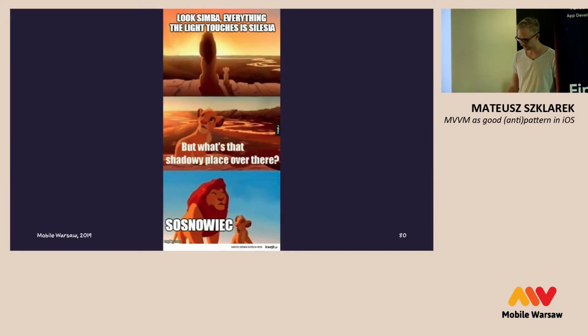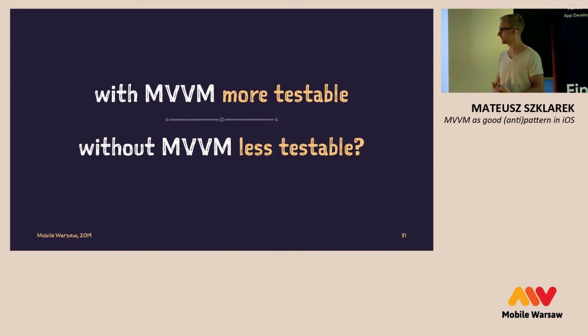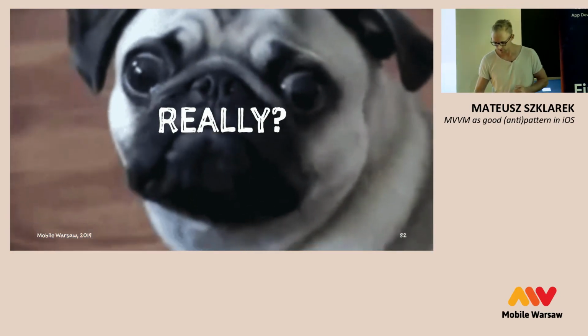Or it's like telling someone that Sosnowiec is nicer than Paris, and when you ask him when he was there, he answers never. So with MVVM more testable, without MVVM less testable. You can answer this question on your own.